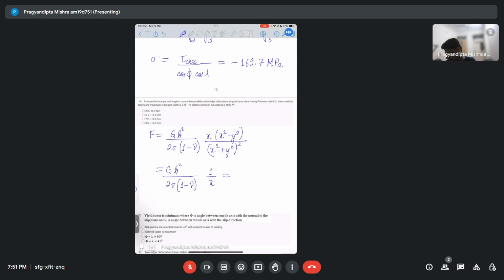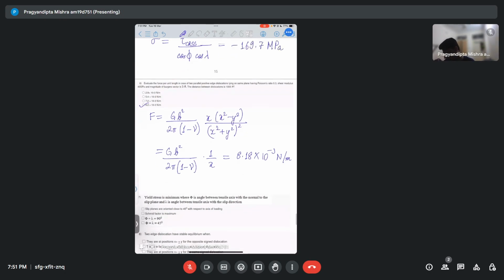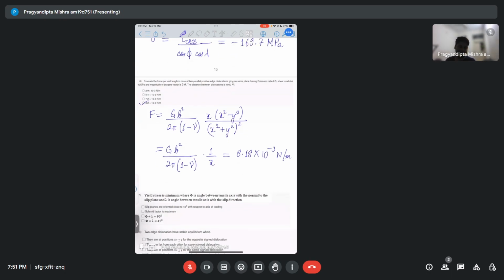I'm getting around 8.18. That's the correct answer. 8.18 into 10 power minus 3. So yeah, there is an option. Newton per meter. So the closest answer to that is 8.2. That is the correct option. Right. Okay. So move on to the next question.